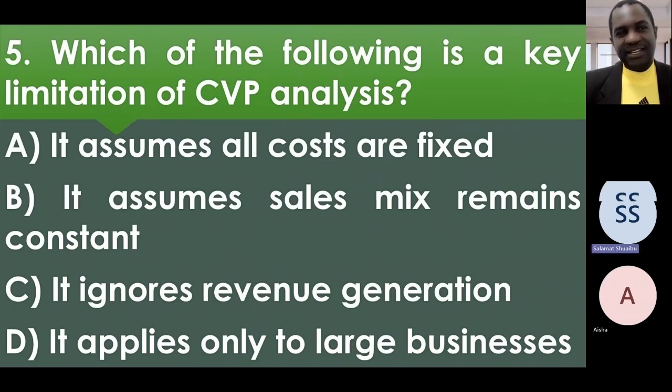All right, finally, which of the following is a key limitation of CVP analysis? It assumes all costs are fixed. It assumes sales mix remains constant. It ignores revenue generation. It applies only to large businesses. Which of the following is a key limitation of CVP analysis?